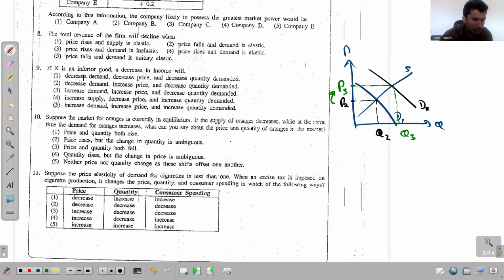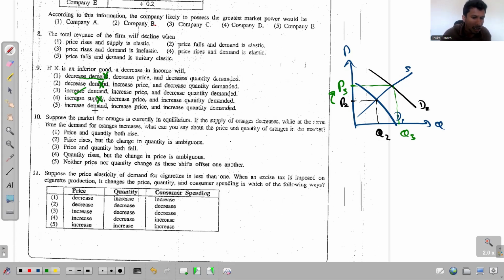The first one, decreased demand. No, that's wrong because demand increases. The second one, decreased demand. Again, that is also wrong. And then the third one, increased demand. Yes, this could be a possible answer. The fourth one, increase in supply. No, it won't affect the supply. It affects the demand. So even this fourth one is false.